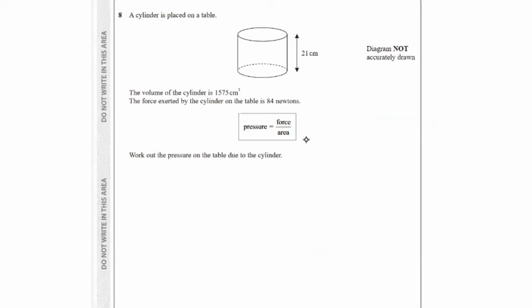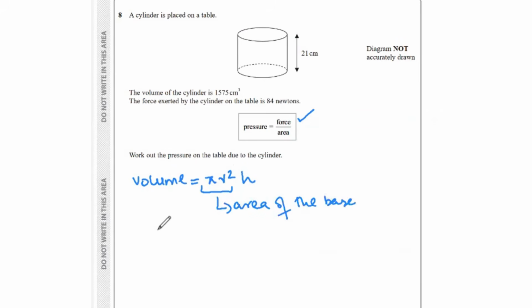So pressure equals force over area. We have the force, we need to find the area. So volume, if you know, is basically for the cylinder pi r square h. Pi r square is your area of the base. So 1,575 equals pi r square times 21. If we divide these two, that gives us the area: 75 centimeters square.